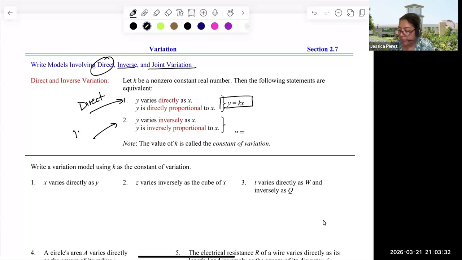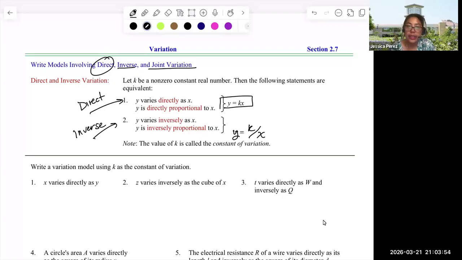Now an inverse variation would be y varies inversely as x. So that's the term it says. Or y is inversely proportional to x. That means that y is equal to k over x. So let's write that down. Note that k is called the constant of variation.